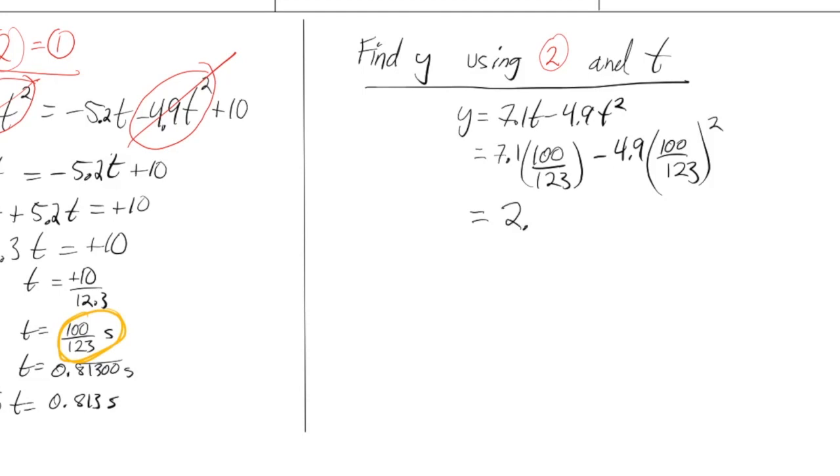So we get 2.5335448 and so on. And that's meters, but we have to round it off to 3 sig figs because that's what the original numbers were in. So therefore, that position y is 2.53 meters above the ground.